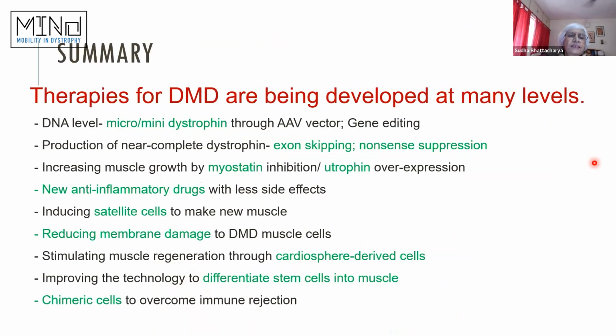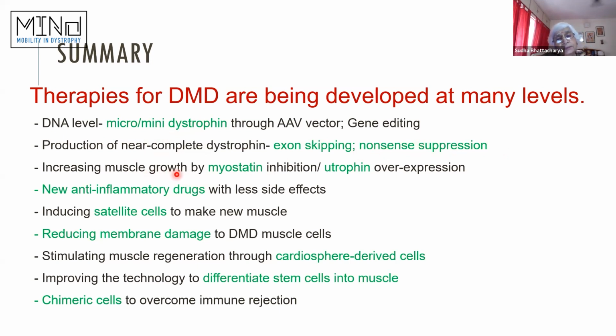So these are some of the things that I wanted to tell you, the new kinds of approaches which are happening. All of them are quite encouraging. So just to summarize, therapies for DMD are being developed at all levels. At the DNA level, we have micro and mini dystrophin trials going on. Then the RNA level is also being worked on. Then we have exon skipping and nonsense suppression so that the incomplete protein or the frame shift problem is solved and we can make the complete dystrophin protein.